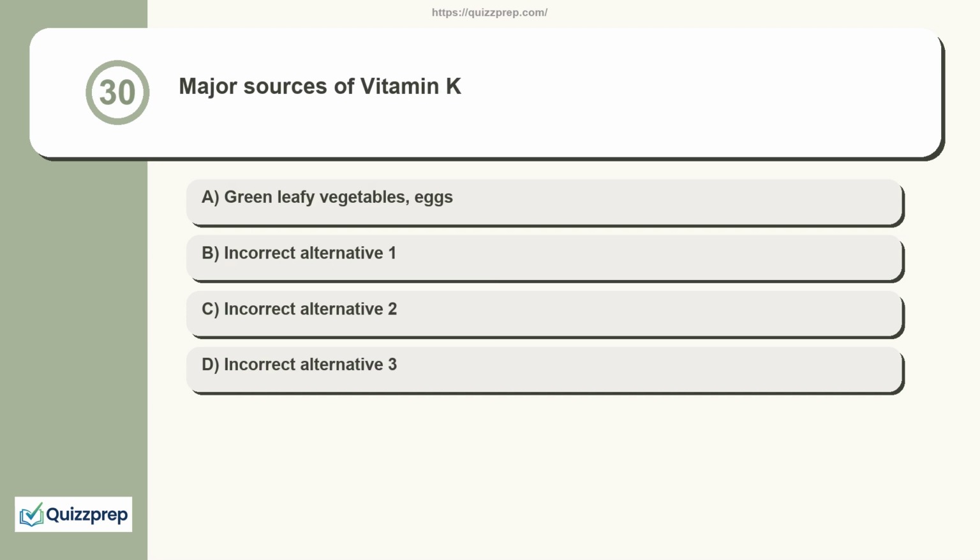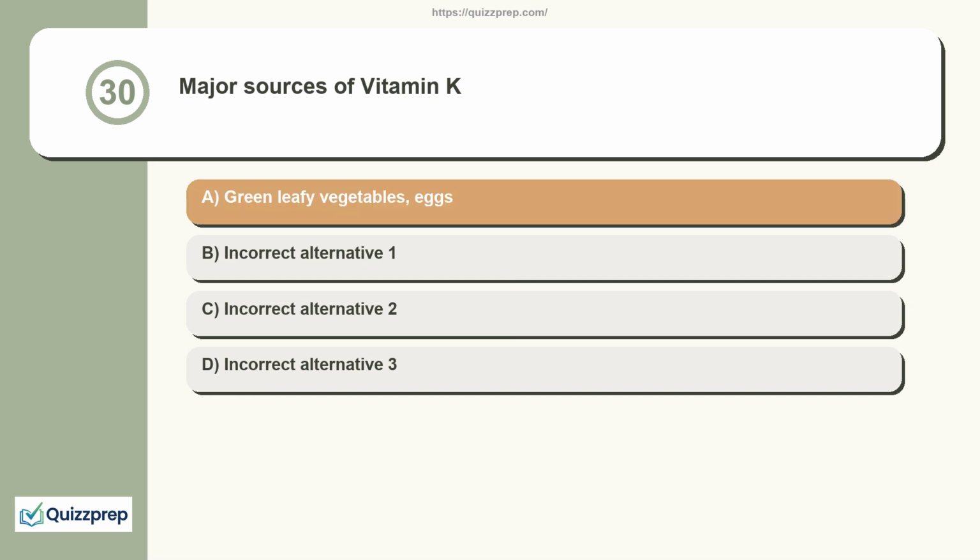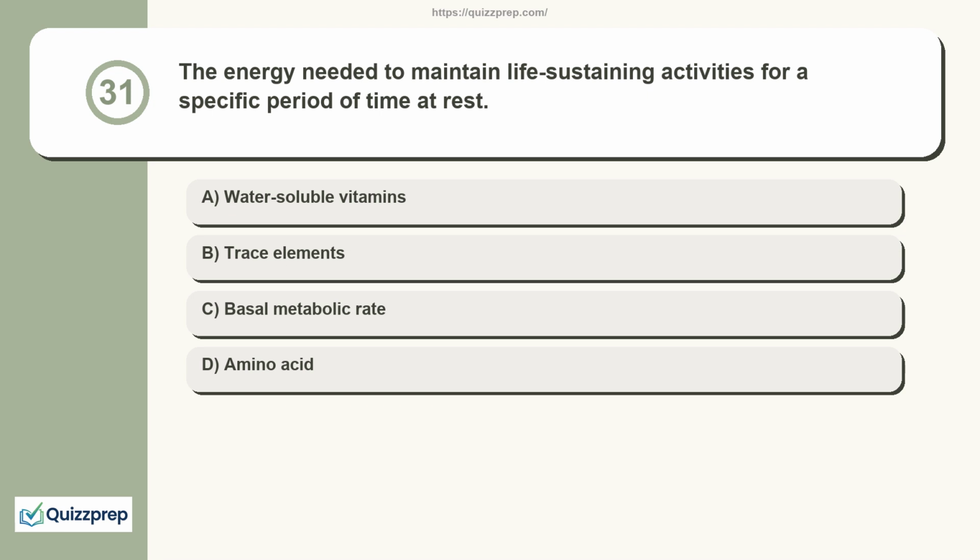Question 30. Major sources of vitamin K: green leafy vegetables, eggs. Incorrect alternative 1. Incorrect alternative 2. Incorrect alternative 3. Question 31. The energy needed to maintain life-sustaining activities for a specific period of time at rest. Water-soluble vitamins, trace elements, basal metabolic rate, amino acid.